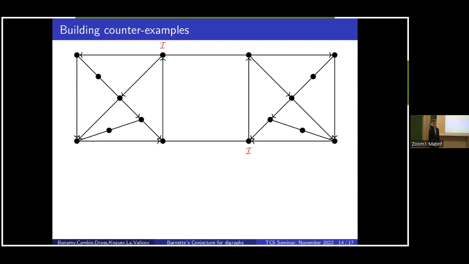So planar, bipartite, 2-edge connected, oriented, an independent set and a connected acyclic set. That's a handful of things.